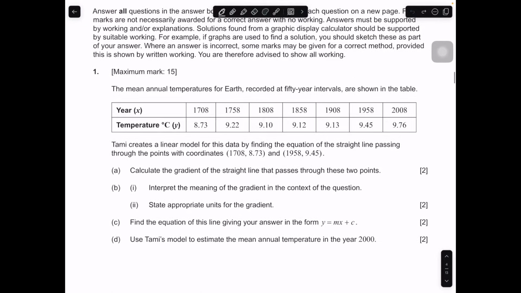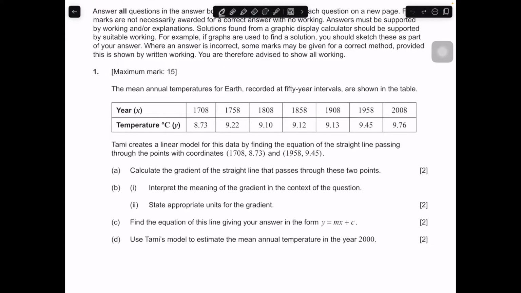Okay, first mark is a 15-mark question. Let's have a read. The mean annual temperatures for Earth recorded at 50-year intervals are shown in the table. Tammy creates a linear model for this data by finding the equation of the straight line passing through the points with coordinates (1708, 8.73) and (1958, 9.45).